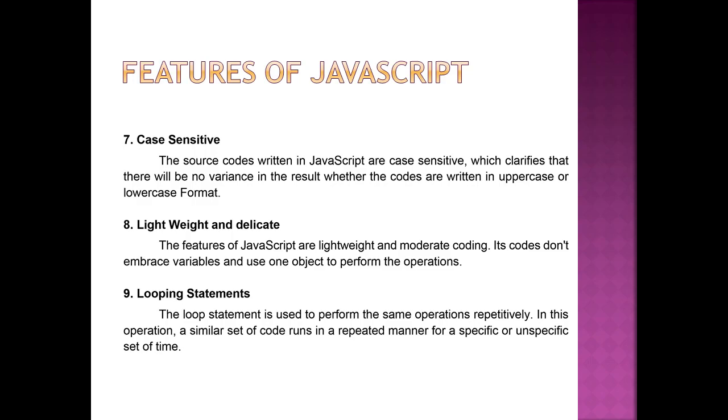And we have the looping statement. When it comes to looping statements, we have while, do while, for each, and for. Those are the statements we use to perform repetitive operations in JavaScript.